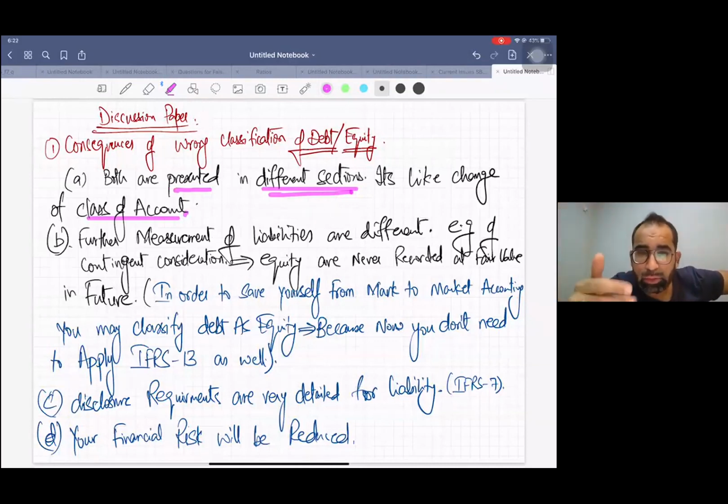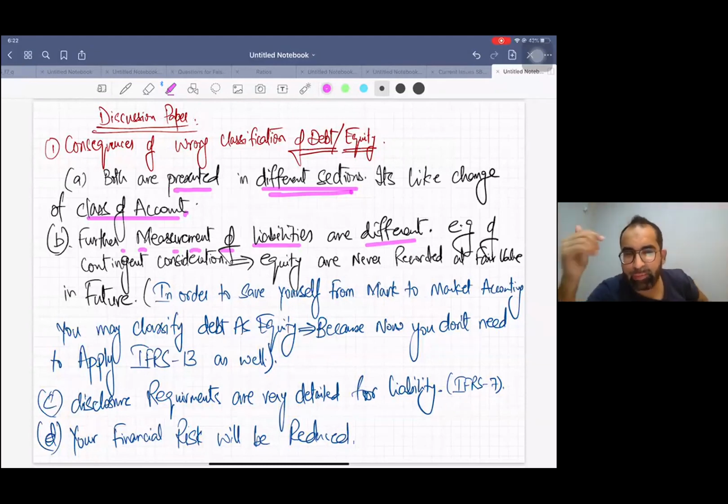And one more thing, one student has said, gearing will be changed. The financial risk of the organization will be reported wrong. Okay, then further measurement of liabilities is different and equity is different. Wait, let me remind you of one thing, and that's helpful for your consolidation.